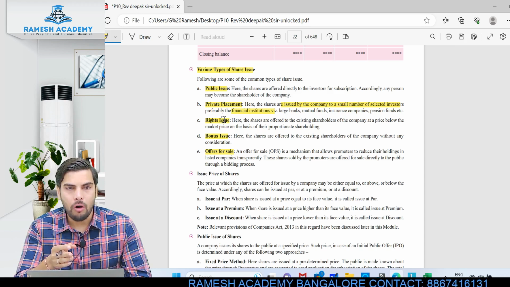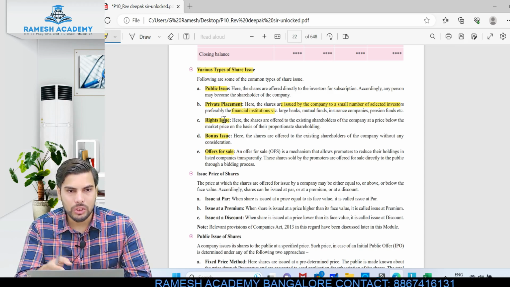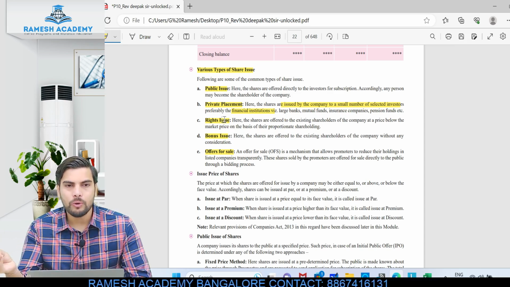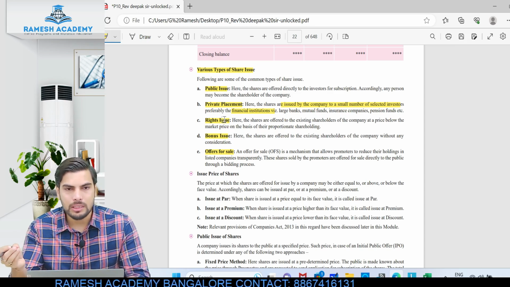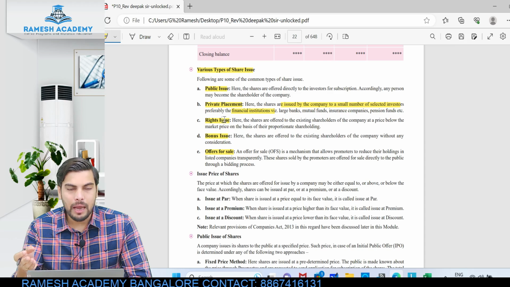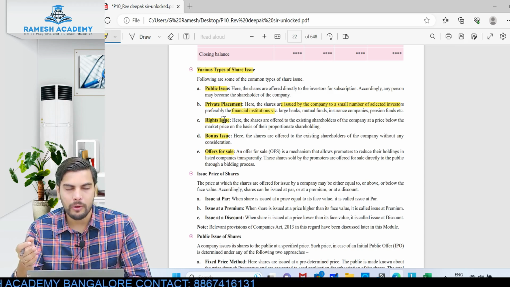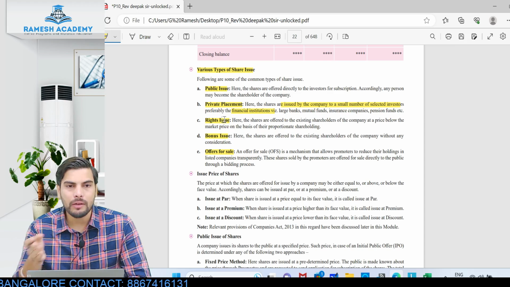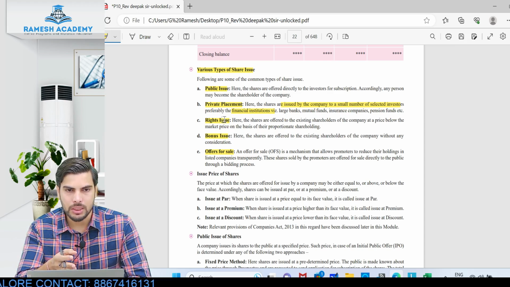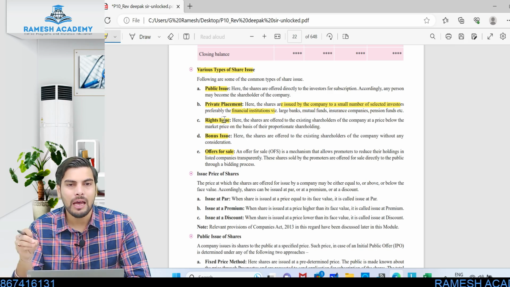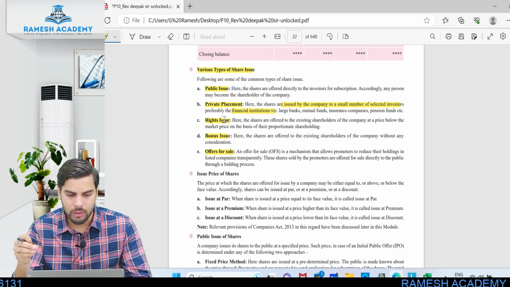What are these rights shares? I'll be giving the offer to the existing shareholders. So instead of giving the offer to the new public, I'll just be communicating to the existing shareholders that the company is planning to raise some additional funds. They'll be issuing an additional 1 lakh shares. So if you, the existing shareholders, are interested, you can subscribe for these company shares at some concessional rate. I'll not be issuing the shares to the existing shareholders at the prevailing market price, rather I'll be giving some kind of concession to them.